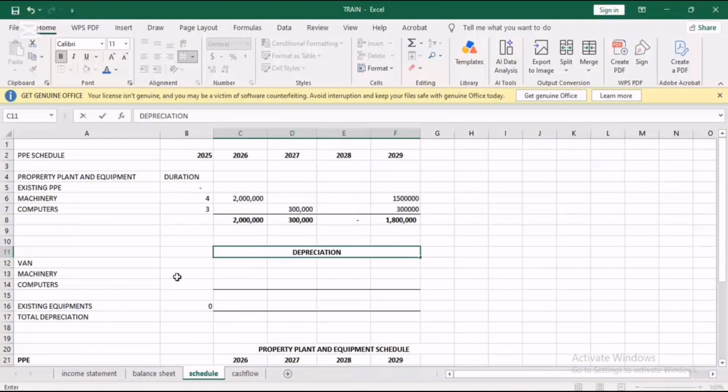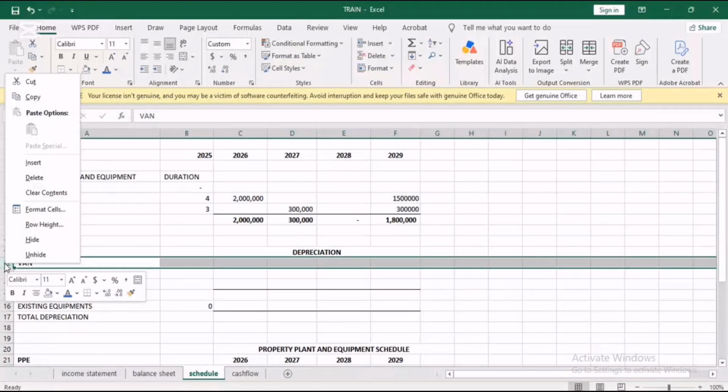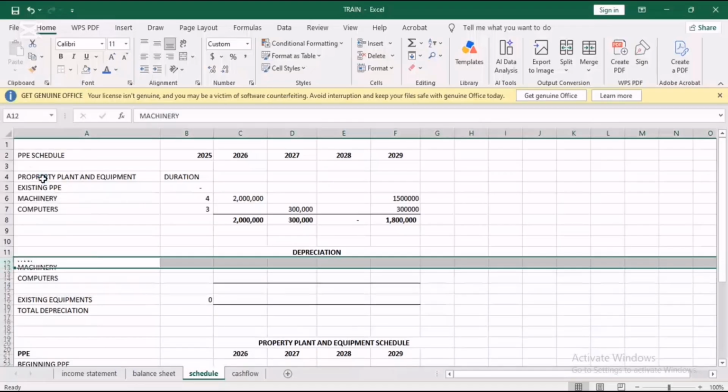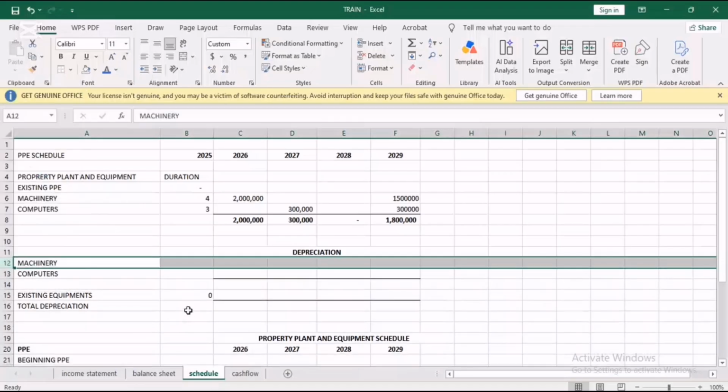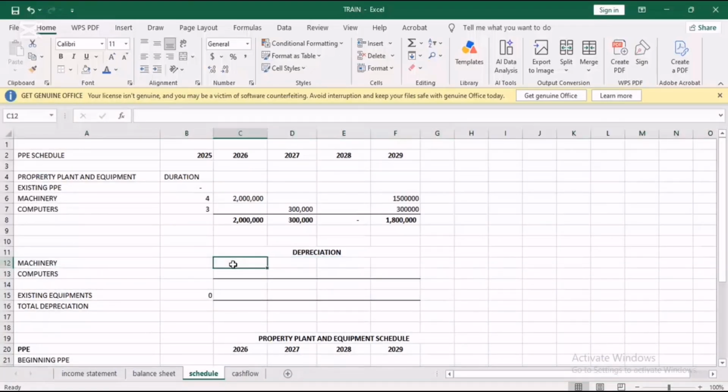Exactly. So now for the van, no, we are not having the van. These are the two items rather. So I'm taking away this. So the plan is buying two assets, the machinery and computer. So right up here, I hit equal to, right? So we are forecasting for the depreciation of this.